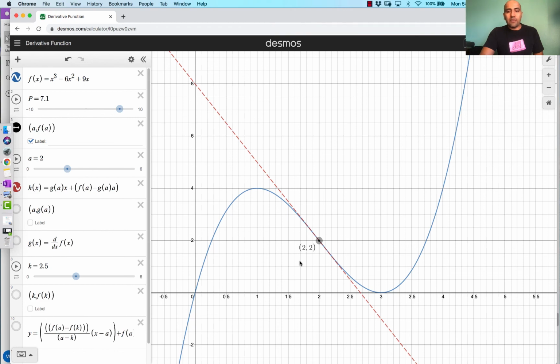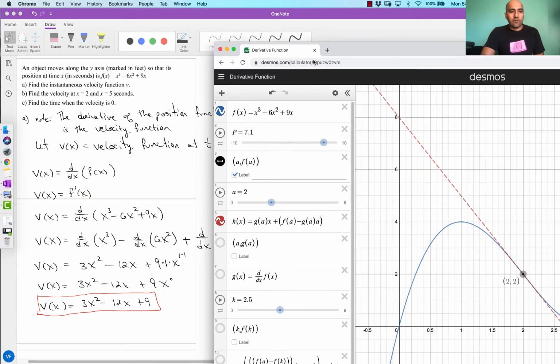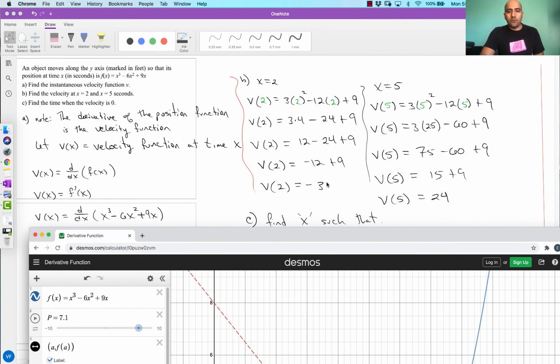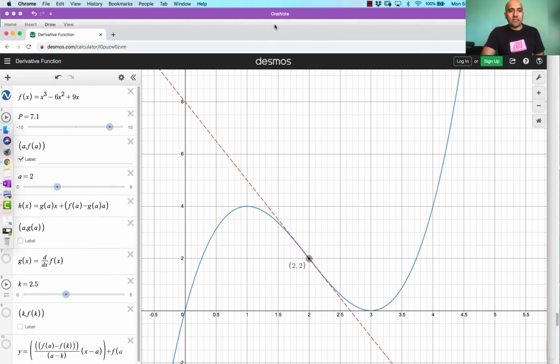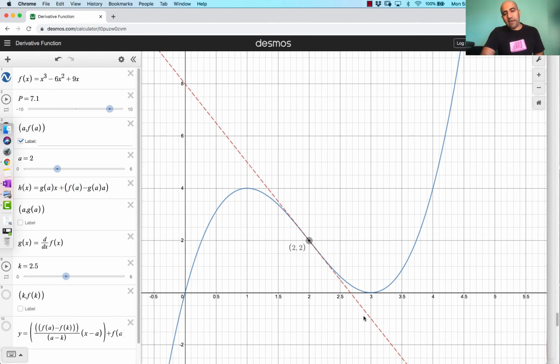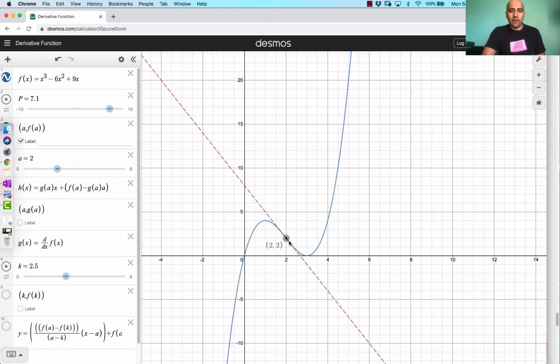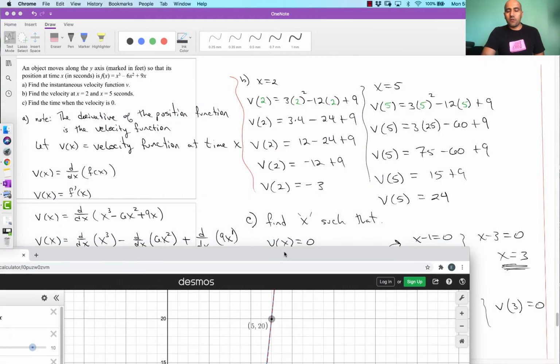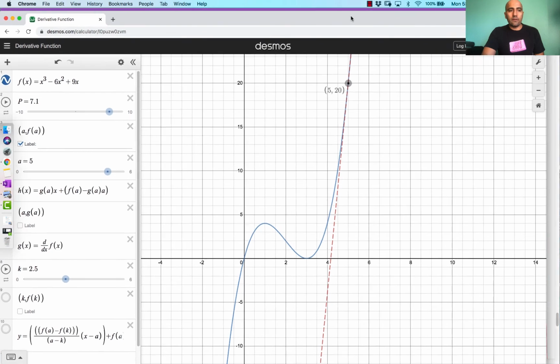V of 2 we found to be -3. That means that, well, let me confirm, v of 2. Yeah, v of 2 was equal to -3. That means that the slope of this line right here is equal to -3. And then we also worked with 5. So let me zoom out a little bit more. And we found that over here at x equals 5, we also found that this slope was equal to a positive 24.